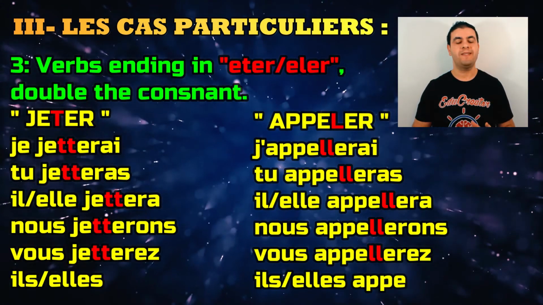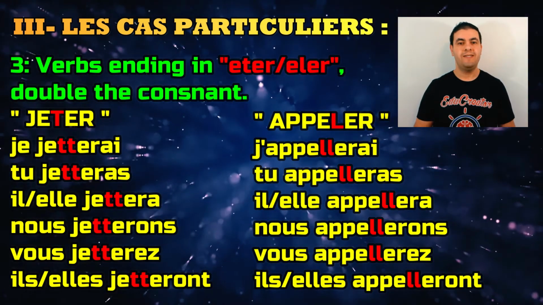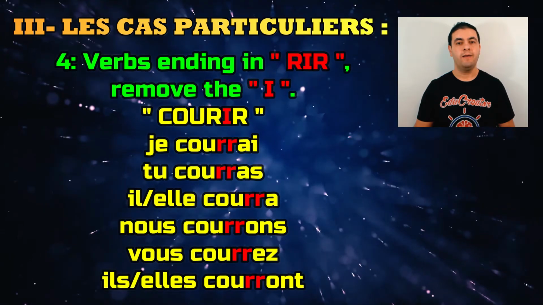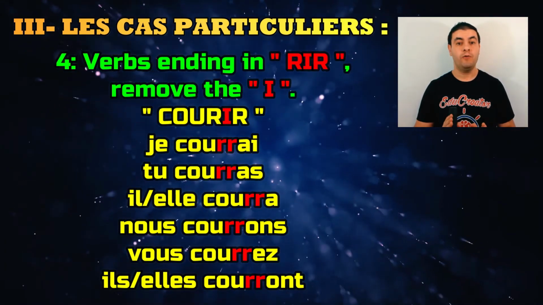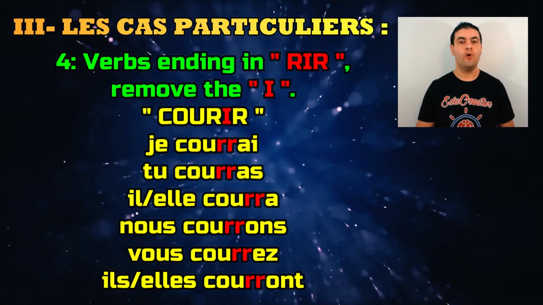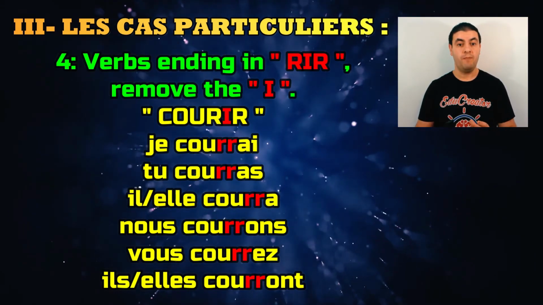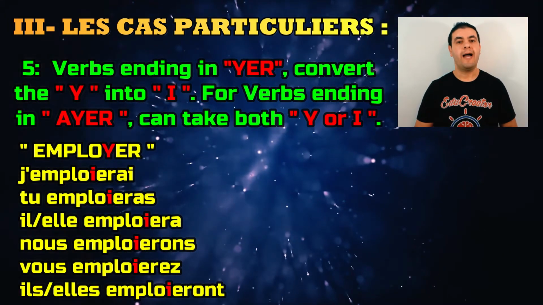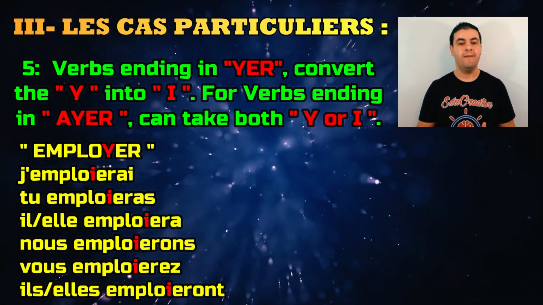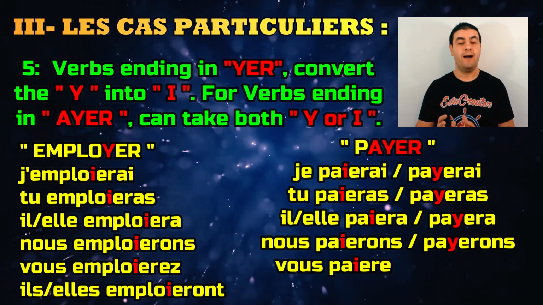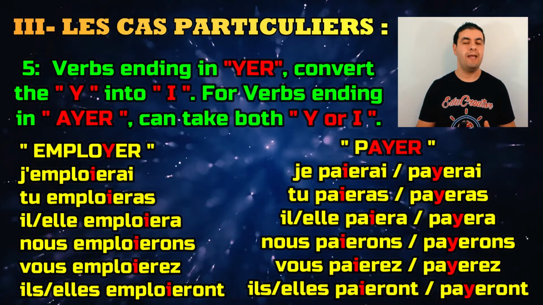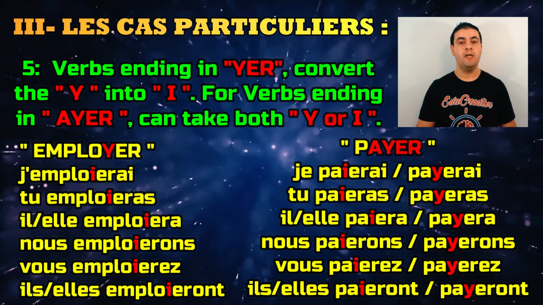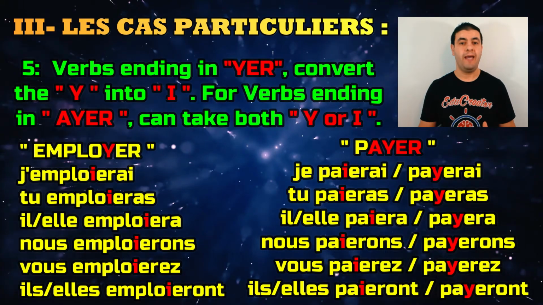Exception number 3 now, some verbs double the consonants. Like jeter, you will say je jetterai. Case number 4, some verbs ending in RIR, you will need to remove the I between those two R's, okay? Like courir, you will say je courrai. And the last exception, exception number 5, we have verbs ending in YER. Here we convert the Y into I. Like employer, you say j'emploierai. And verbs ending in AYER, these verbs will accept both Y and I. That means both Y and I can be used. For example, payer, you can say je payerai with Y, or you can say je paierai with an I.